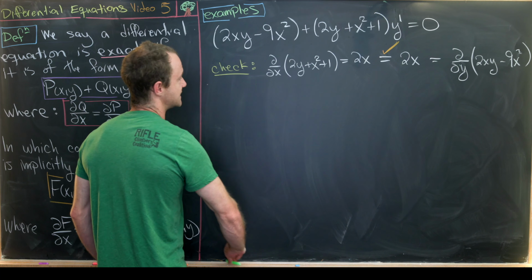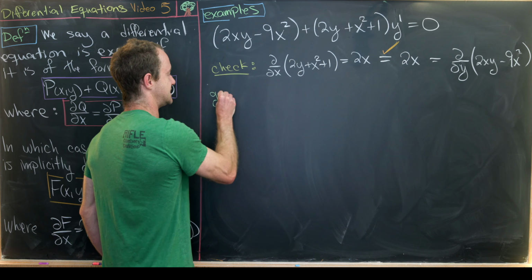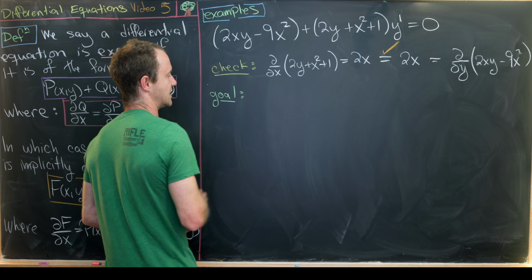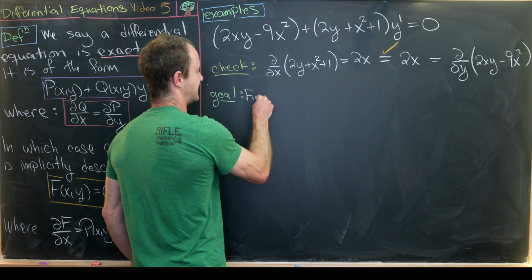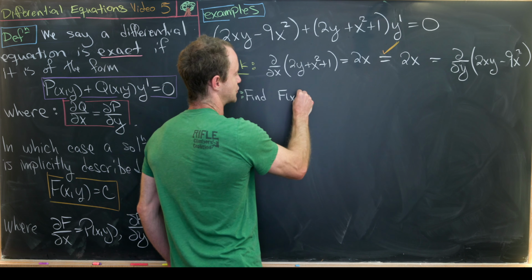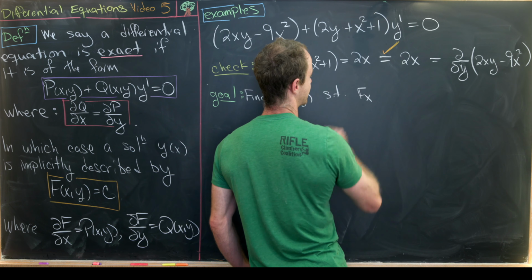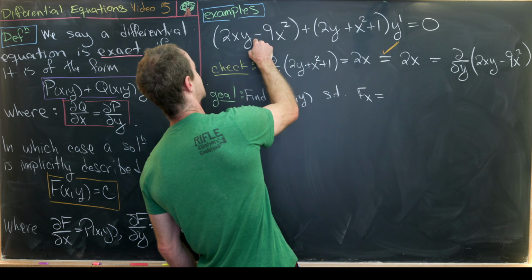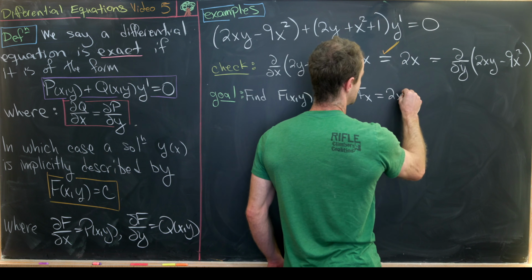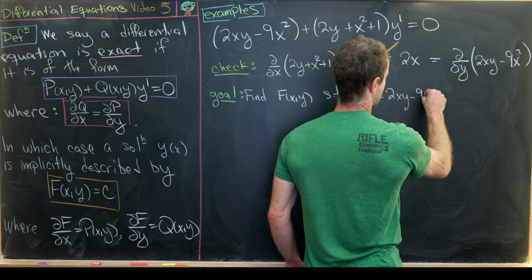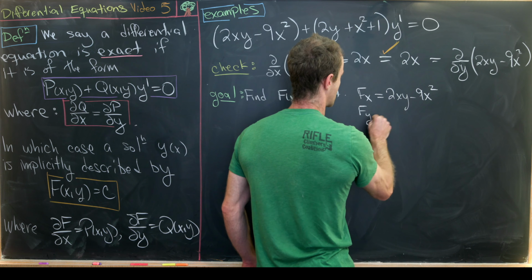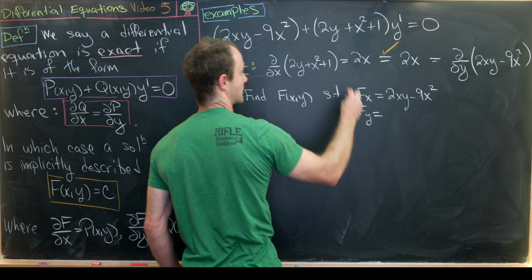Okay. So now that we know that this is exact, let's state our goal just for good measure. Our goal is to find a function which we'll call F(x,y) such that the partial with respect to x is this guy right here, so 2xy minus 9x squared. And the partial with respect to y is this guy right here.